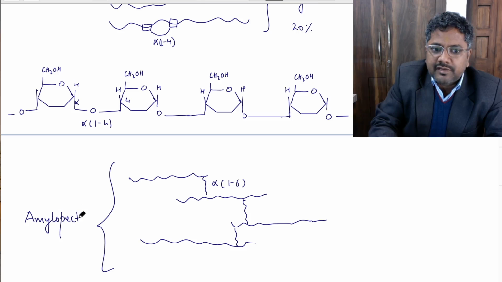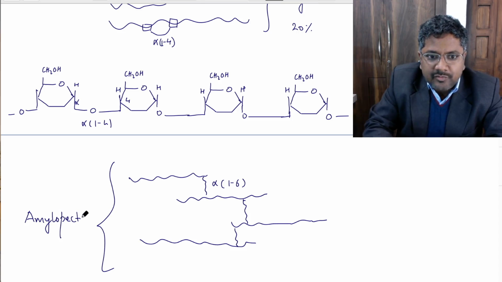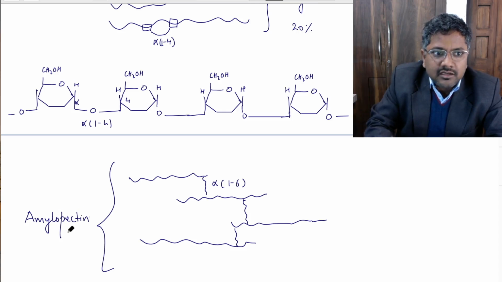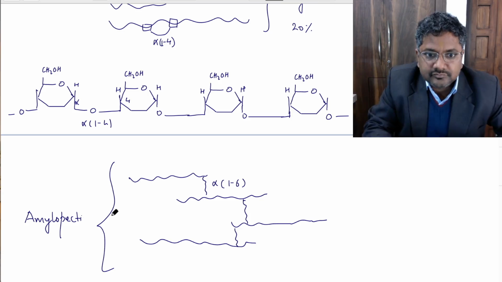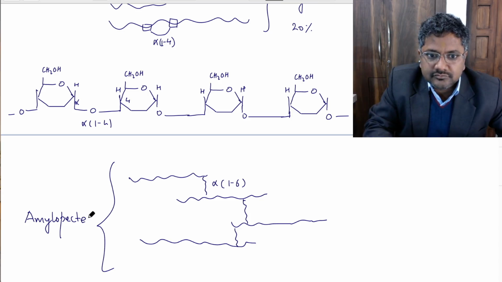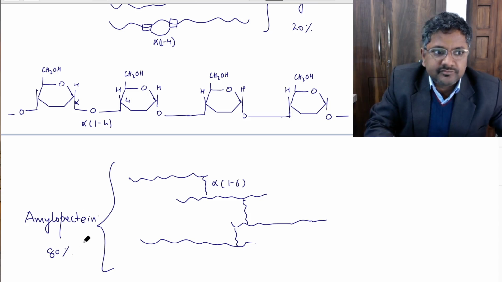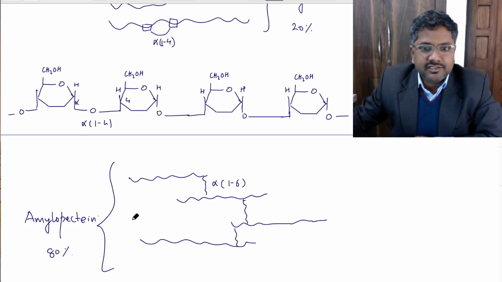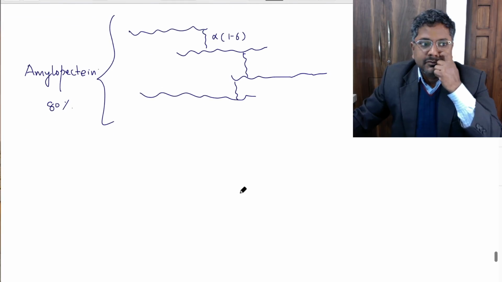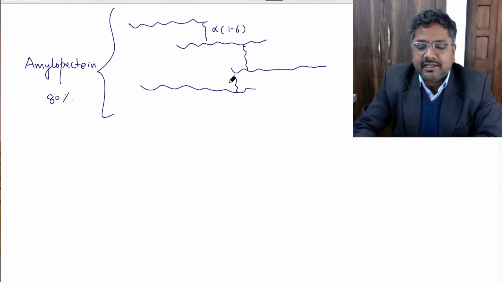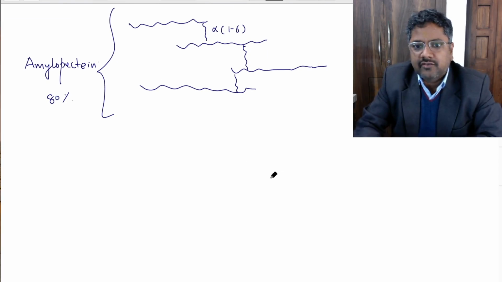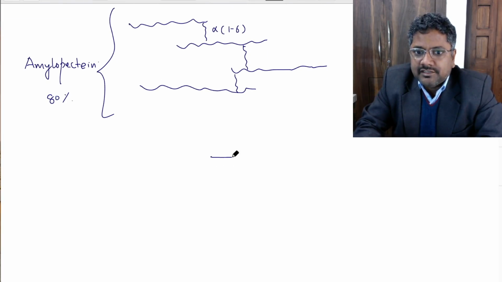Amylopectin contributes 80% of the starch, right? So this is alpha 1,6. So I'm showing one unit of this here, and accordingly you can understand.